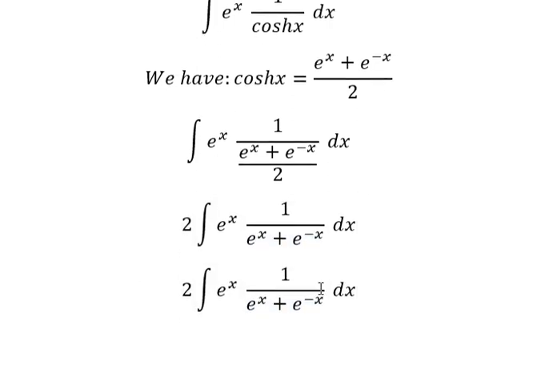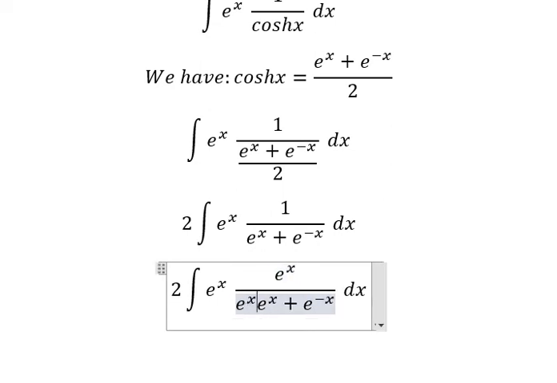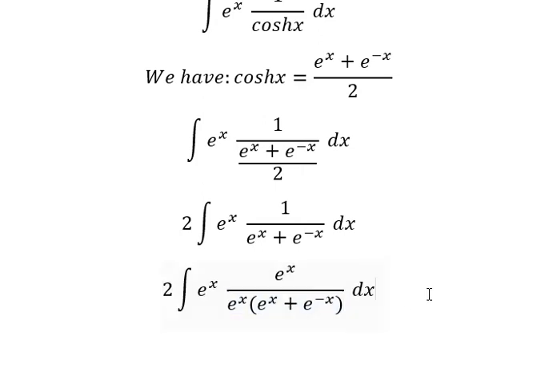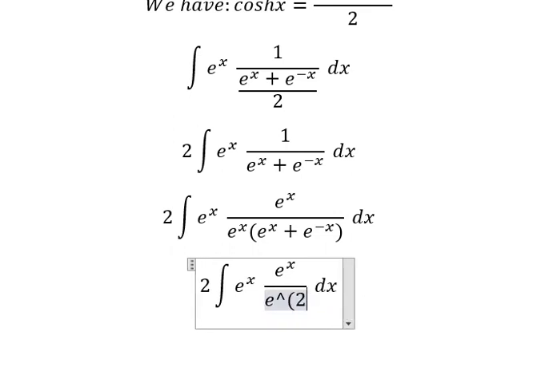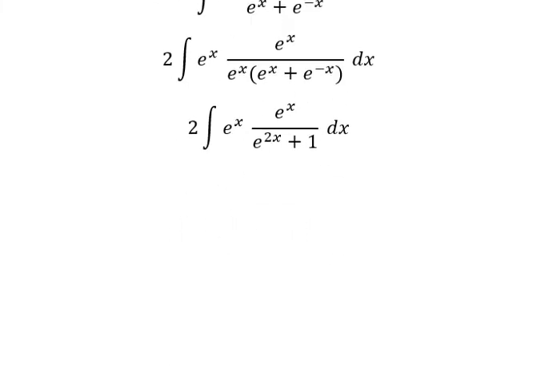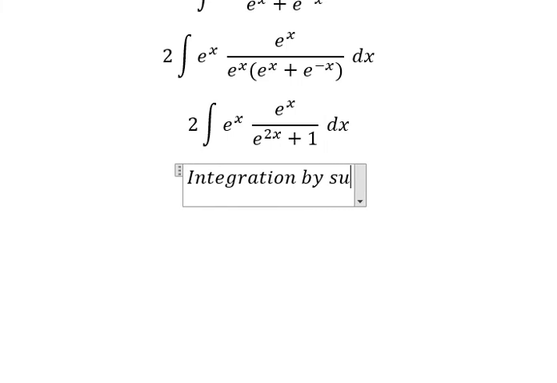Next, we need to multiply by e to the power of s on numerator and denominator. This one multiplied by this one, so we have e to the power of 2s plus 1. And now we can use integration by substitution.